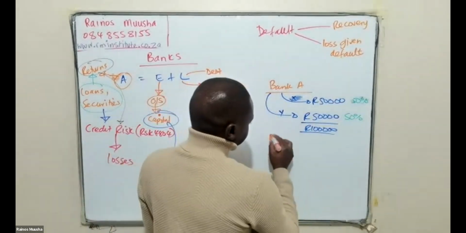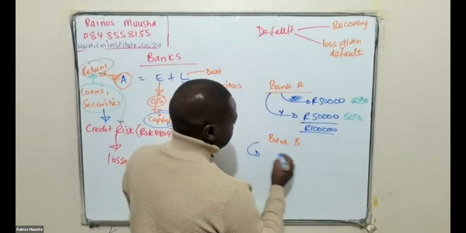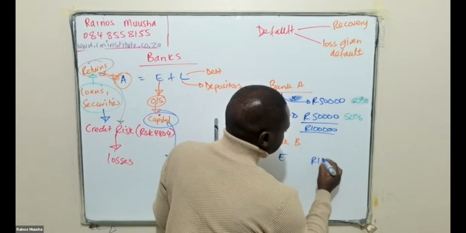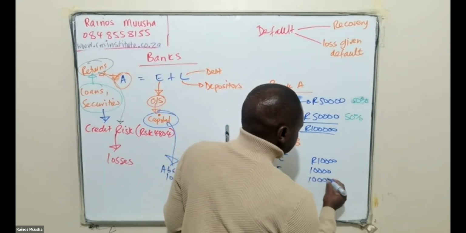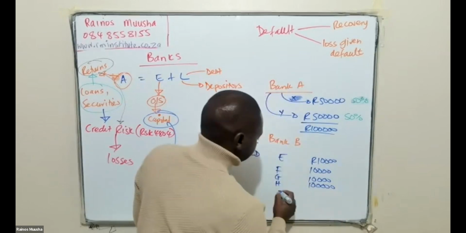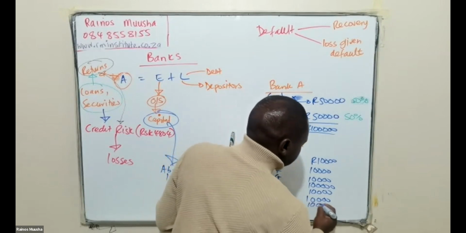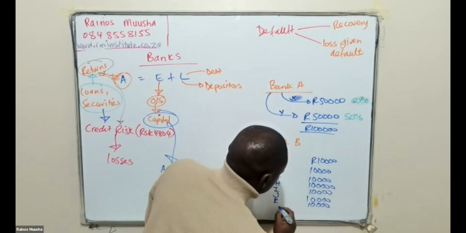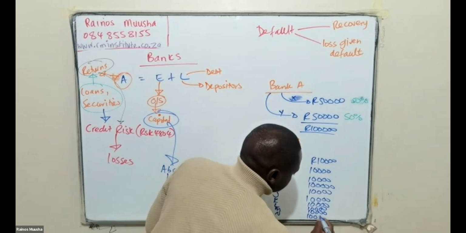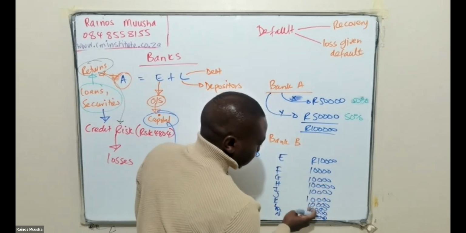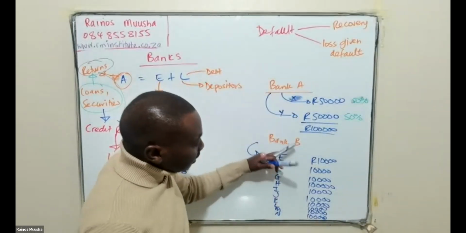But now when you look at bank B, bank B is going to be having customers E, where they give out 10,000, F, where they give out 10,000, G, 10,000, H, 10,000, I, 10,000, J, 10,000, K, 10,000, L, 10,000, M, 10,000, N, 10,000 as well. So it's 2, 4, 6, 8, 10. So bank B has 10 customers. So instead of having just 2 customers compared to bank A, bank B is going to be having 10 customers.